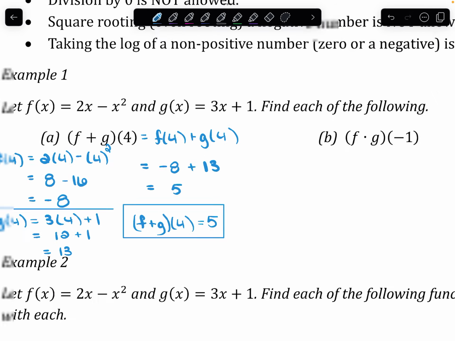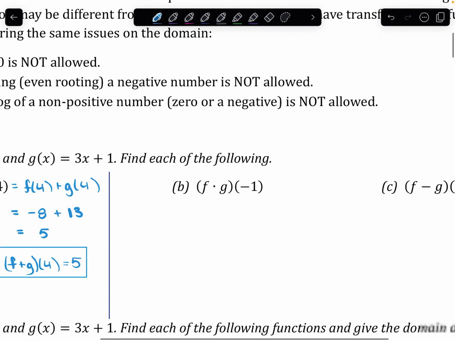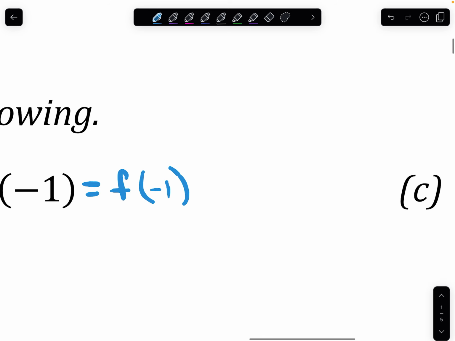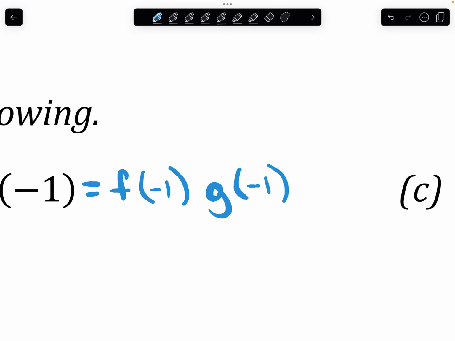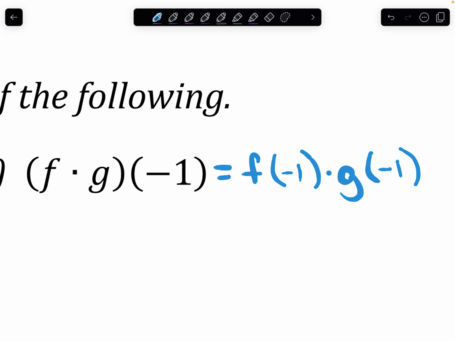All right, for B, being asked to compute f times g of negative 1. So that is equivalent to f of negative 1 times g of negative 1. It's implied multiplication if you just list them side by side. If you want to put the little multiplication dot between, you can.